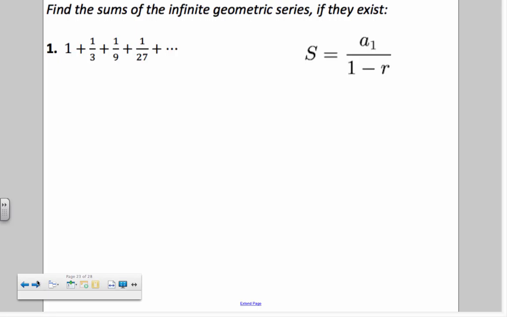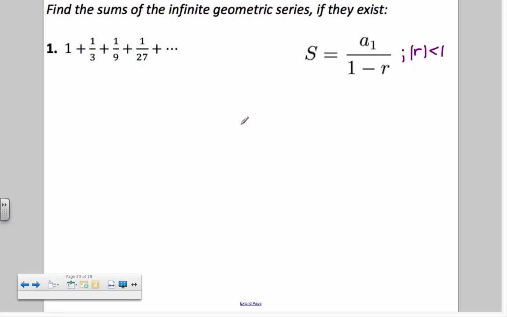When we talk about that, it says find the sum of the infinite geometric series if they exist. The only time that a sum would exist is when the ratio that we have, the absolute value of that ratio, is less than 1. So what we really want is a fraction that's between 0 and 1. It could be positive or negative because we're saying the absolute value, but we want that absolute value to be less than 1.